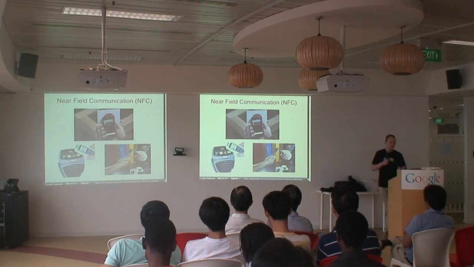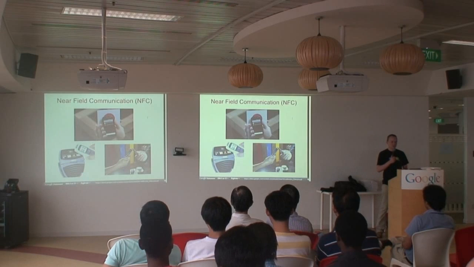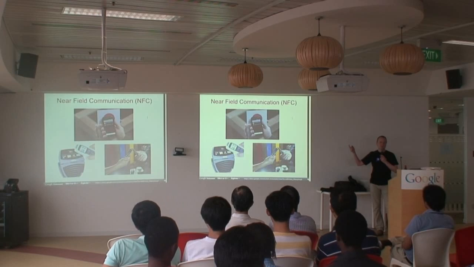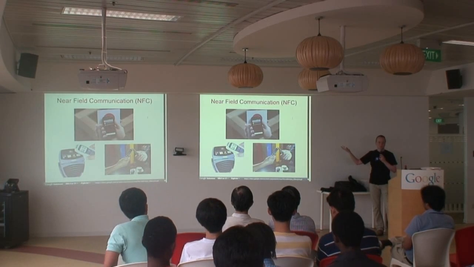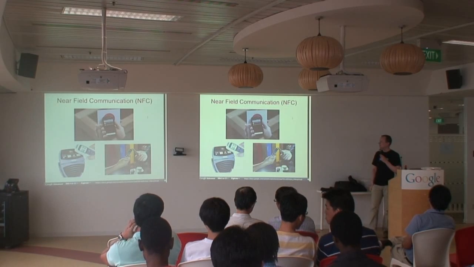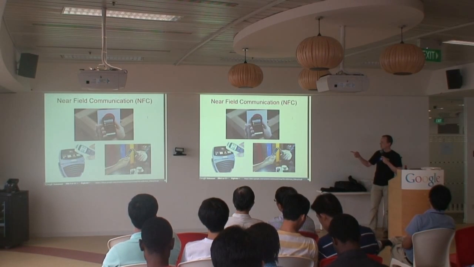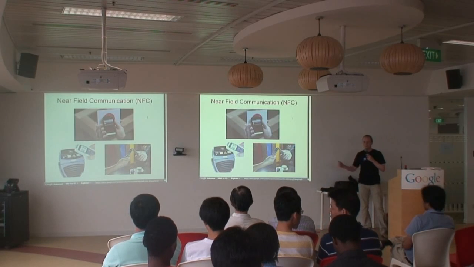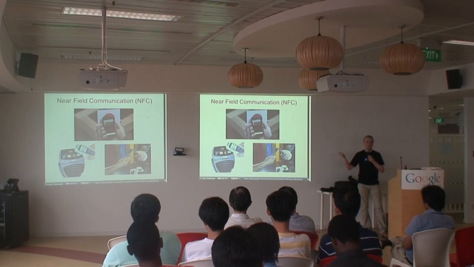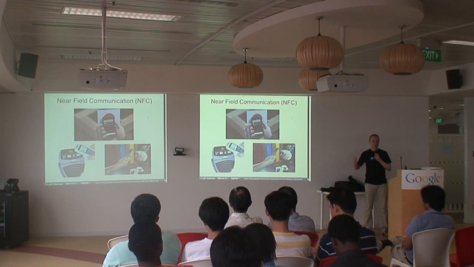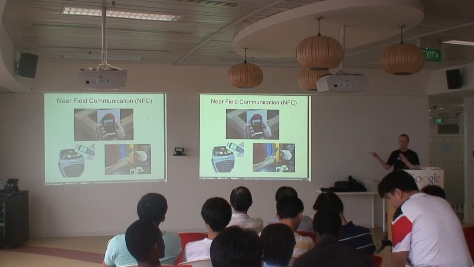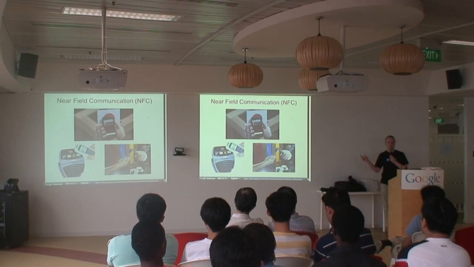So NFC can be used in 3 ways. In the first example, we have a phone that reads an RFID tag from some smart poster. The second example is where you use the phone to simulate an RFID tag, so you use it together with an RFID reader to make a payment or something like that. And the third option is to have 2 NFC devices communicating with each other.